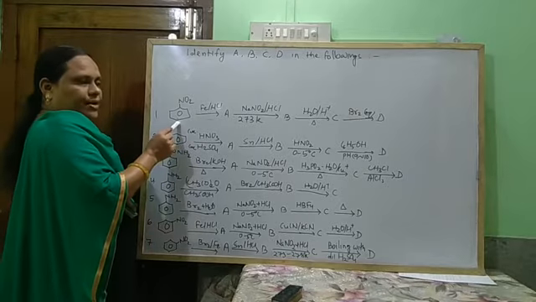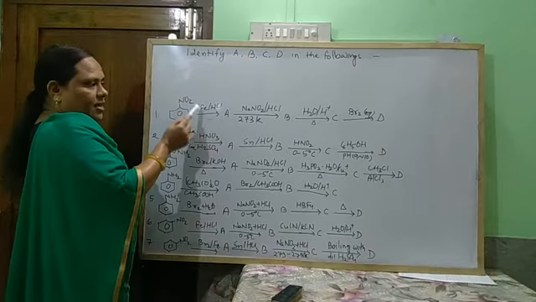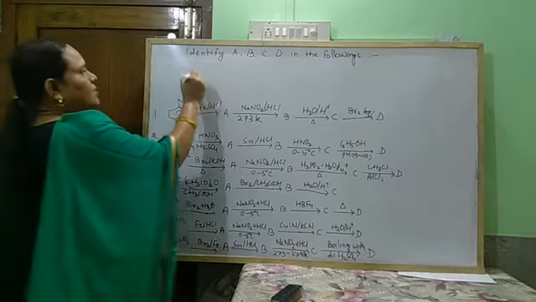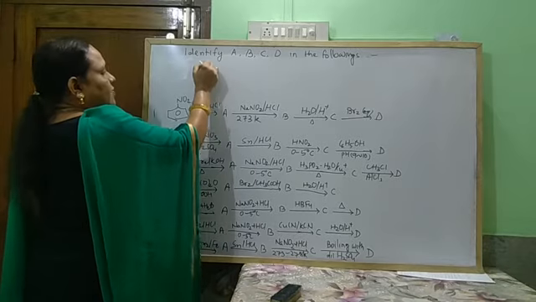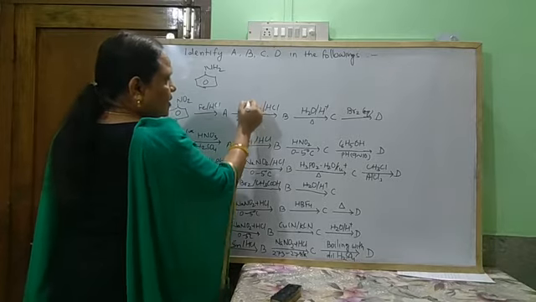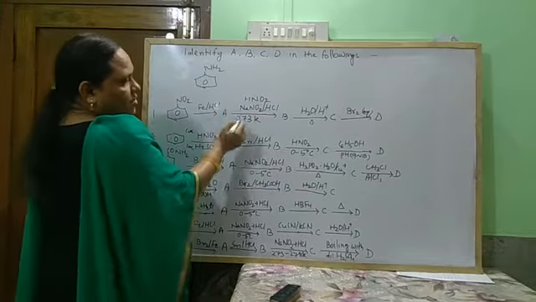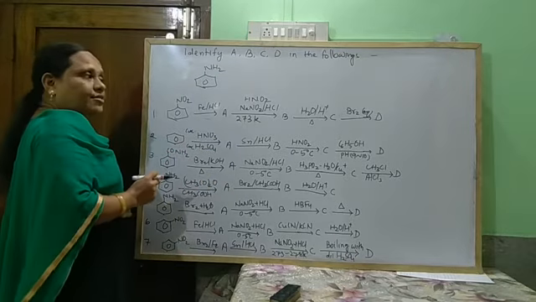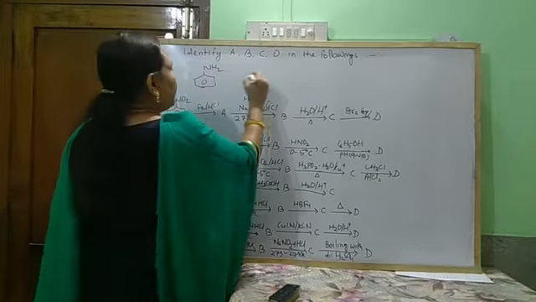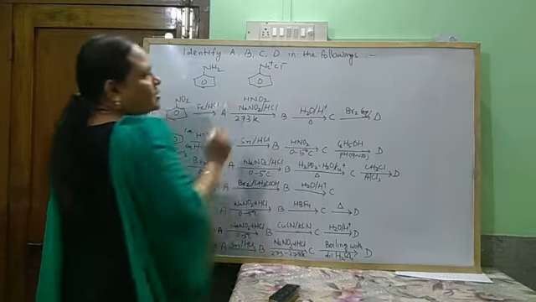So this is nitrobenzene. Nitrobenzene reacts with Fe and HCl, iron and hydrochloric acid, which is a reducing agent. The NO2 group is reduced to aniline. So A is aniline, NH2. And A reacts with sodium nitrite and hydrochloric acid. It gives rise to what? Nitrous acid, HNO2. When aniline reacts with nitrous acid at 273 Kelvin, it forms benzene diazonium chloride. The reaction is called diazotization. So B is benzene diazonium chloride, N2+ Cl-.